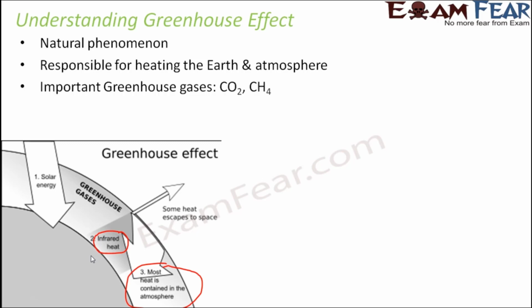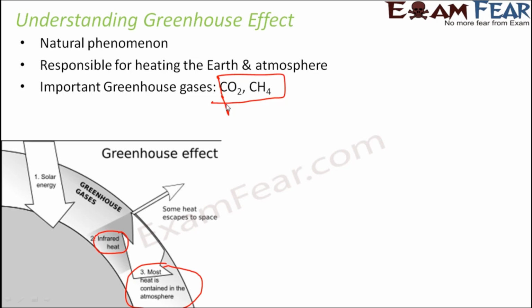So what are those greenhouse gases? The important greenhouse gases are carbon dioxide and methane. So these are the two important greenhouse gases. Now, do you understand why carbon dioxide should not be present in very high amount in the atmosphere?